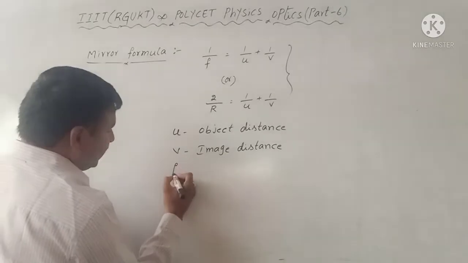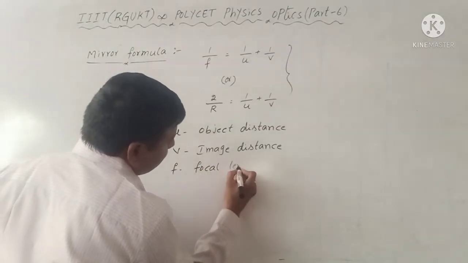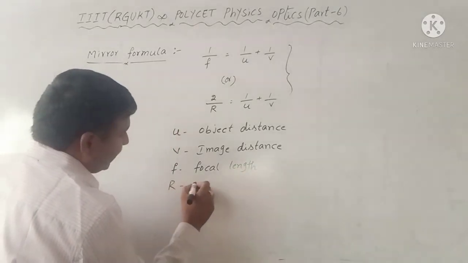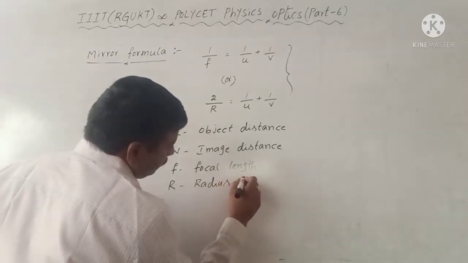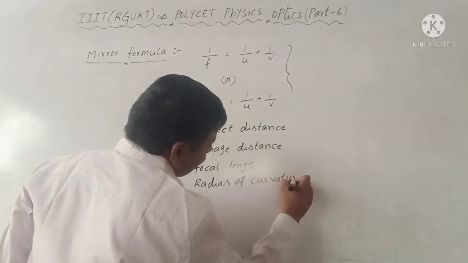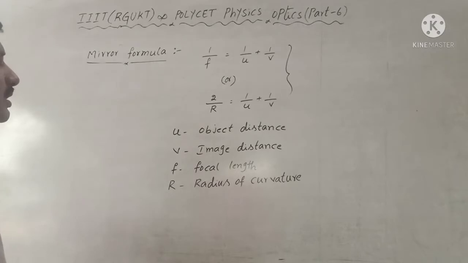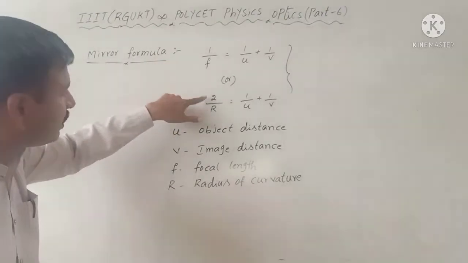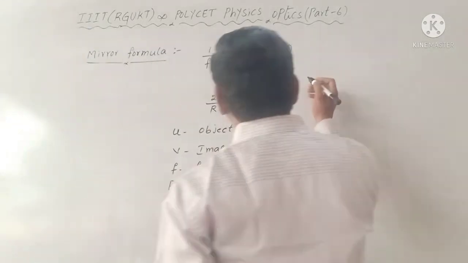And f is focal length, and r is radius of curvature. You know what the relation is, how the formula is derived: 1 by f is equal to 2 by r, which is equal to 1 by u plus 1 by v.